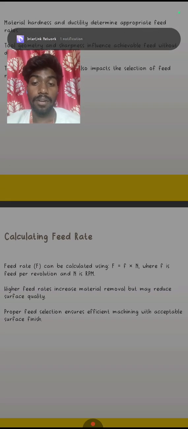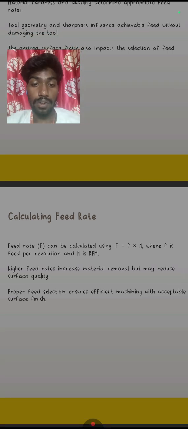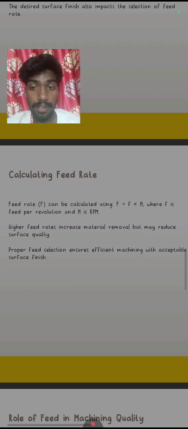Calculating feed rate. Feed rate can be calculated using the formula F = f × N, where f is feed per revolution and N is RPM. This is how we calculate feed rate.